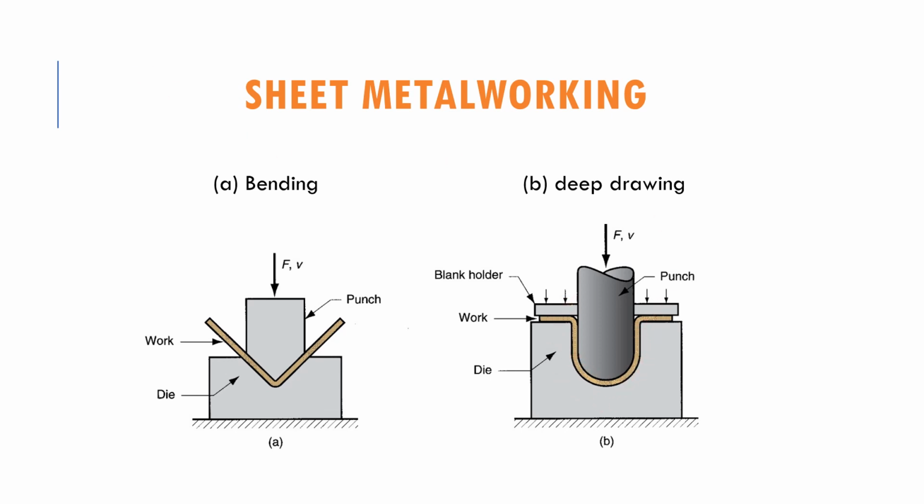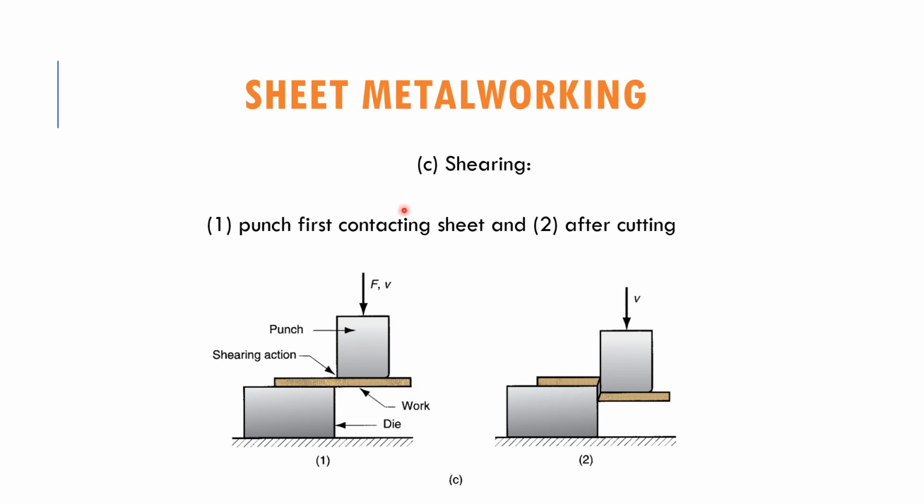Okay. The last one is shearing. So shearing is basically the process of cutting off the sheet metal. Okay, so when we punch the sheet, the sheet will be separated like this one.